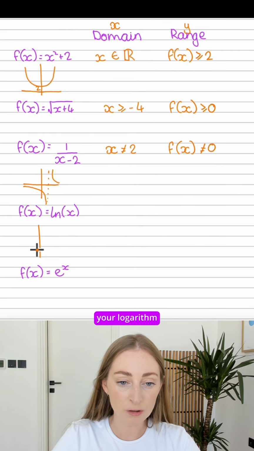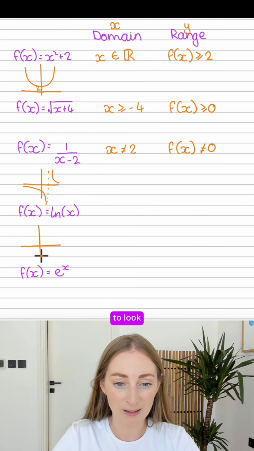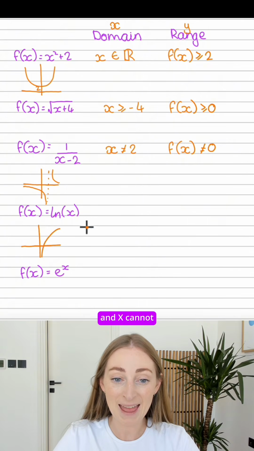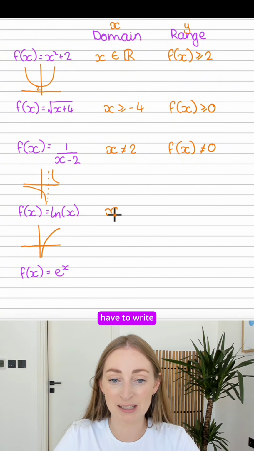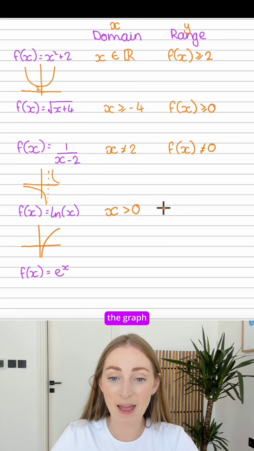So remember, your logarithm graph is going to look like this. And x cannot be 0 or anything less, so we have to write it as x is greater than 0. But as you can see from the graph, f of x can take all real values.